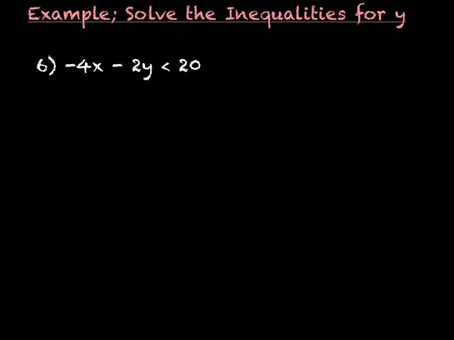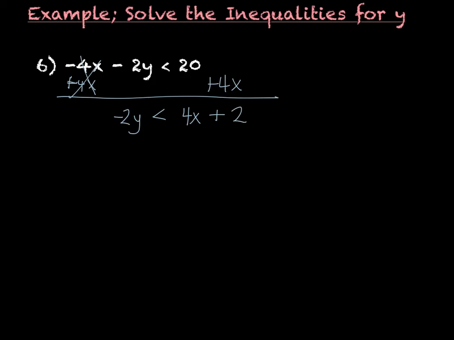And for the final example, we have negative 4x minus 2y is less than 20. When we are solving this one, we do the same thing. We're solving for y, so we need to get everything away from the y. That would start by doing the opposite of minus 4x, which is plus 4x, to both sides, leaving me with negative 2y is less than 4x plus 20.